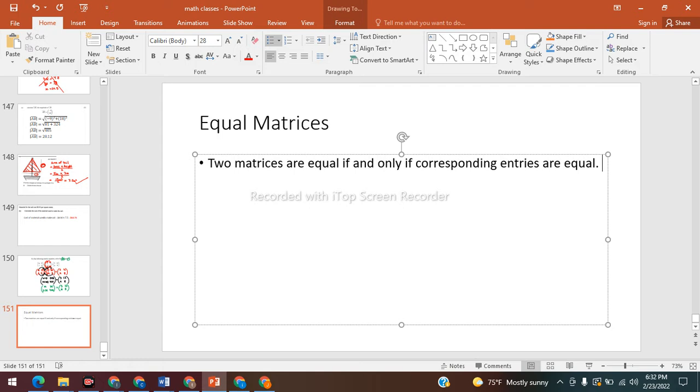So two matrices are equal if and only if corresponding entries are equal.